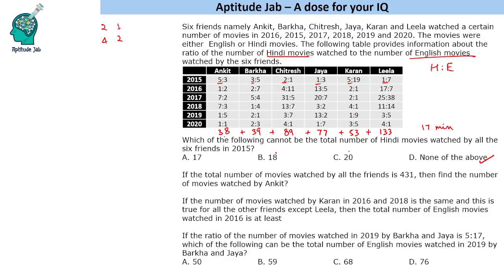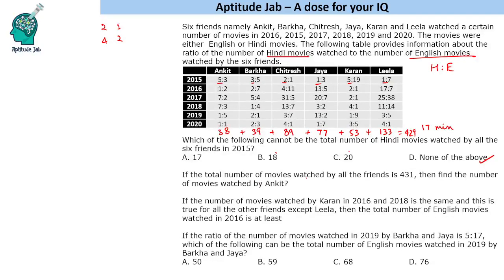So if you see this, it is 77, 154, 296, 429. So we are getting the total as 429. Okay, so minimum these all will watch 429 movies in these 6 years.